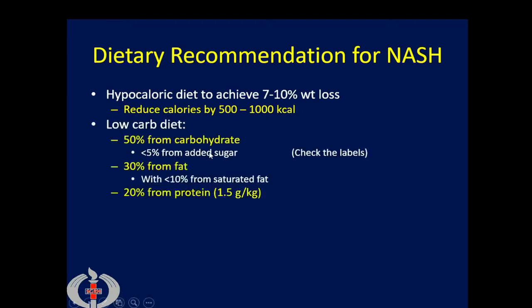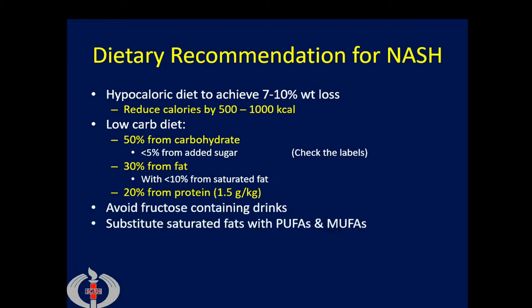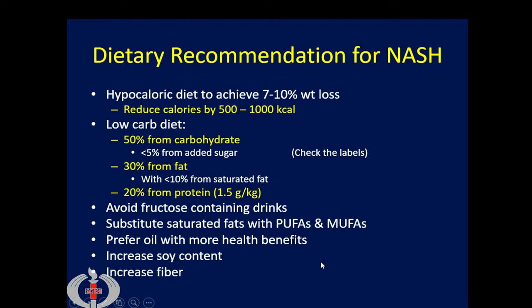So, dietary recommendation for NASH: hypocaloric diet, at least 500 to 1000 kilocalorie reduction; low carbohydrate diet, 50% from carbs, and less than 5% from added sugar; 30% from fat, with less than 10% from saturated fat; 20% from protein. Avoid fructose containing diet; substitute saturated fatty acids with PUFAs and MUFAs; prefer oil with more health benefits, and increase soy content, increase fiber, and ensure adherence to whatever diet he chooses.